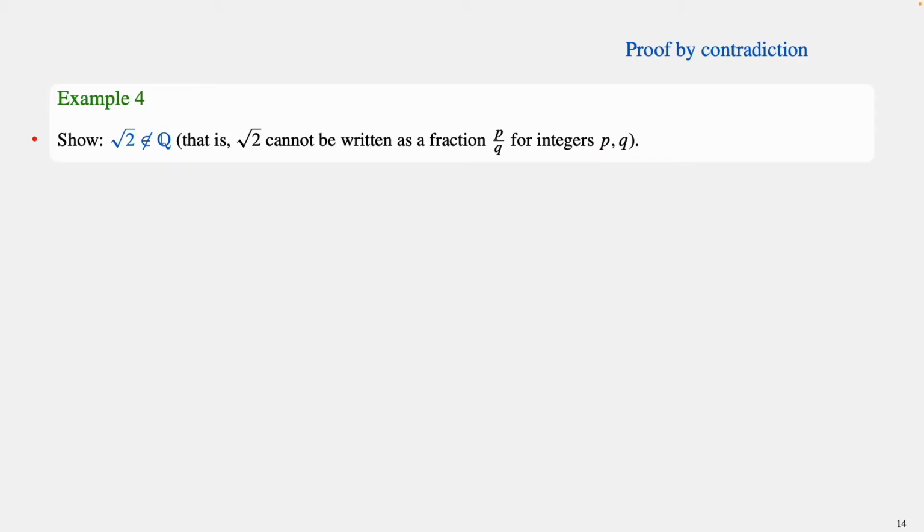And as an example of a proof by contradiction, we want to prove that the square root of 2 is not a rational number. So in other words, the square root of 2 cannot be written as a fraction p/q for some integers p and q. And if you like, you can think of this as the hello world of proofs, as it is one of the first examples of a non-trivial proof in every math course.